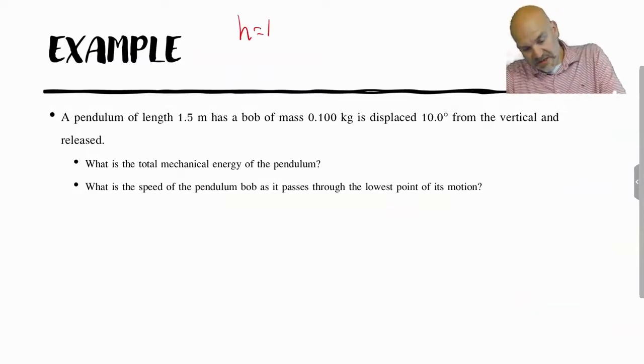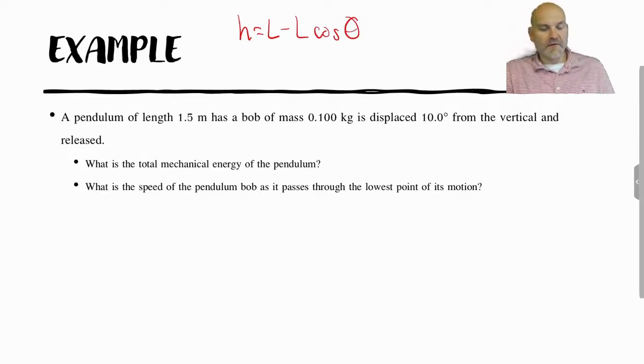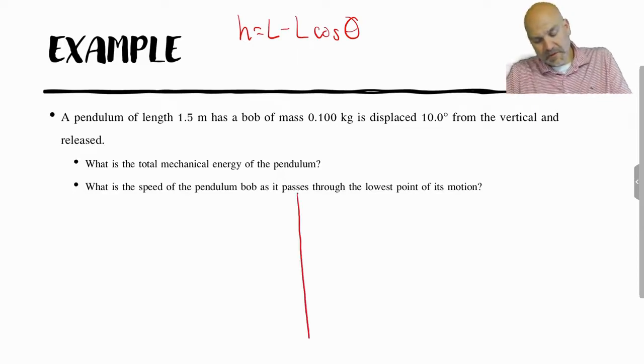In fact, we're going to do it right off the bat. So H equals L minus L cosine theta. So you have a pendulum of length 1.5. Bob has a mass of 0.100. It's displaced 10 degrees from the vertical and released. What is the total mechanical energy of the system? And then what is the speed of the pendulum at the bottom, right?